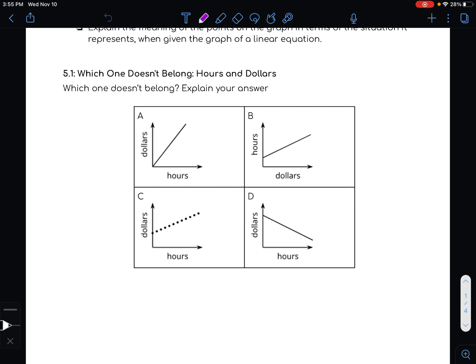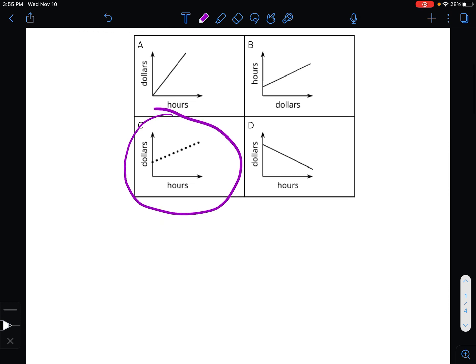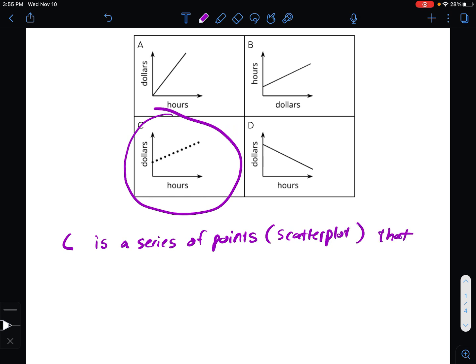All right, so there's a number of possibilities for this, and there's no real right or wrong answer necessarily. Let me go through a few scenarios. One that pops out right away might be C. C doesn't belong because it is not a continuous graph of a line. It's basically a scatter plot graph of a line. So C is a series of points that are not connected. And in math terms, we might say continuous.